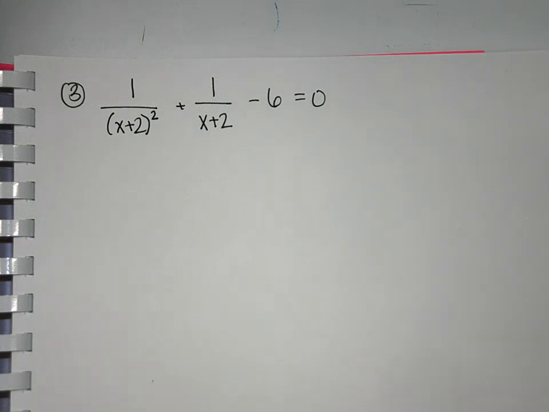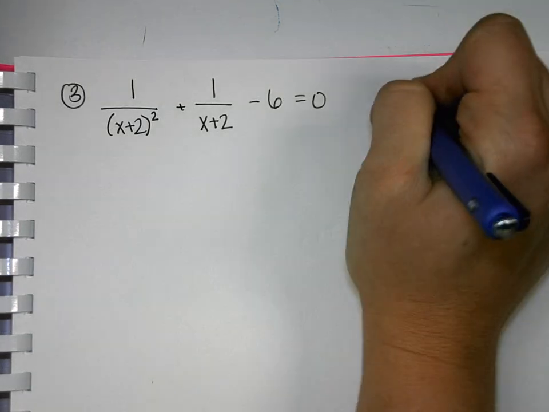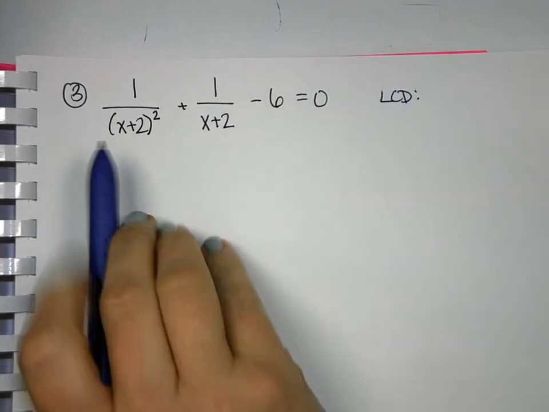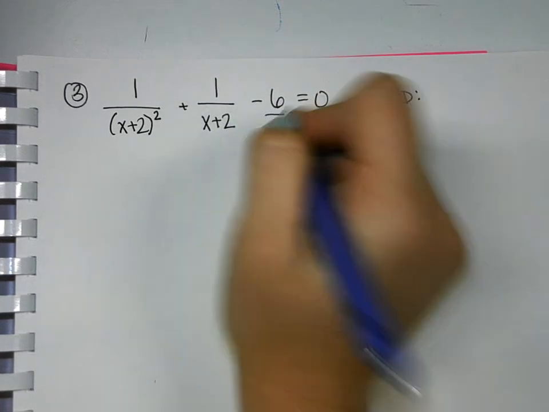So this one doesn't have any negative exponents, so we can go ahead and just start with our LCD. And before we get an LCD, remember you have to make sure your denominators are factored so that we get the LCD correctly. So LCD, I have an x plus 2 squared, an x plus 2, and this has a 1, and even 0 has a 1.